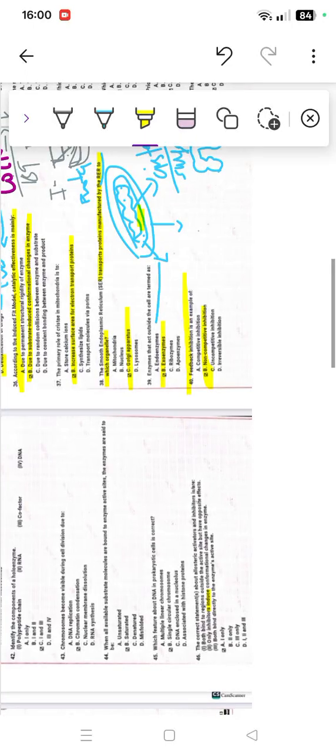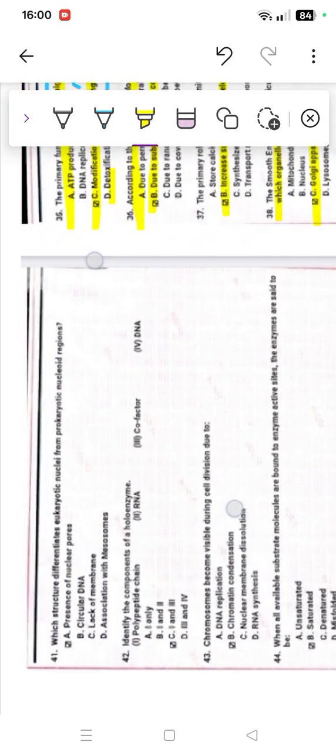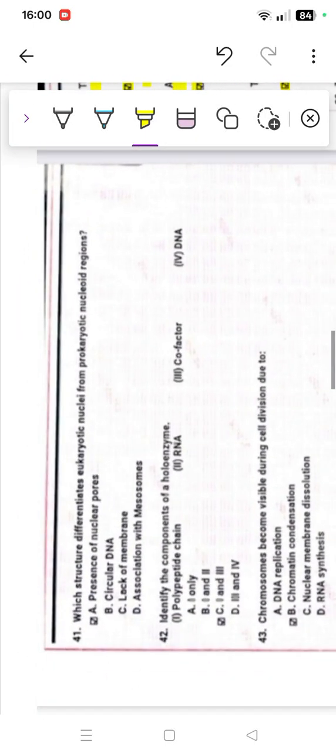Make sure you learn this, it's very important in MCQs. Let's go to another: which structure differentiates eukaryotic nuclei and prokaryotic nuclear region? So we have eukaryotic and prokaryotic different structures. The right option here is A, presence of nuclear pores, because these are only present in eukaryotes, not in the prokaryotes.